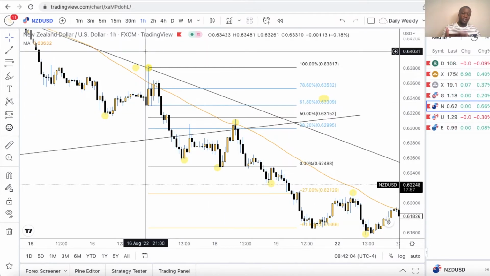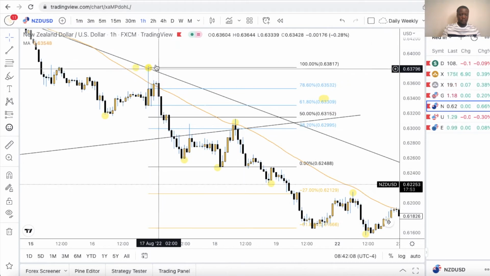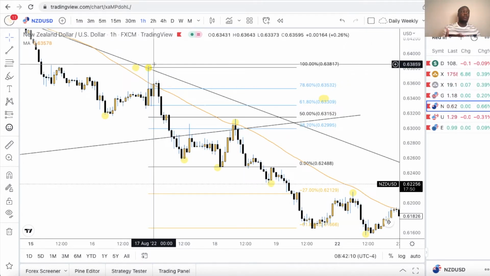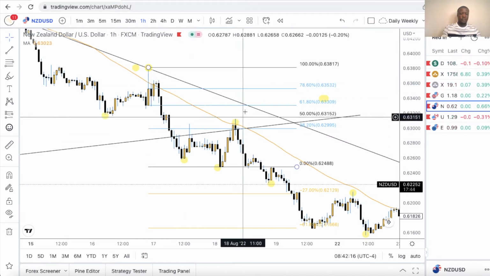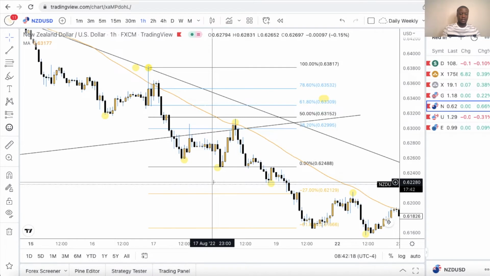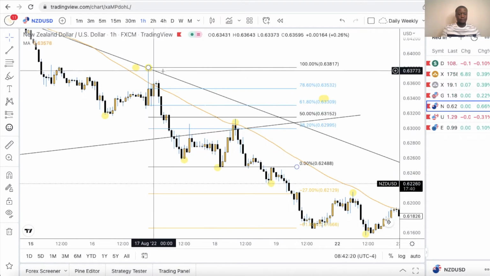The confluences I see here to enter this trade, because another thing, we look to enter on a pullback. See, the market was trending down, so we're obviously going to look for some type of pullback to enter the trade.